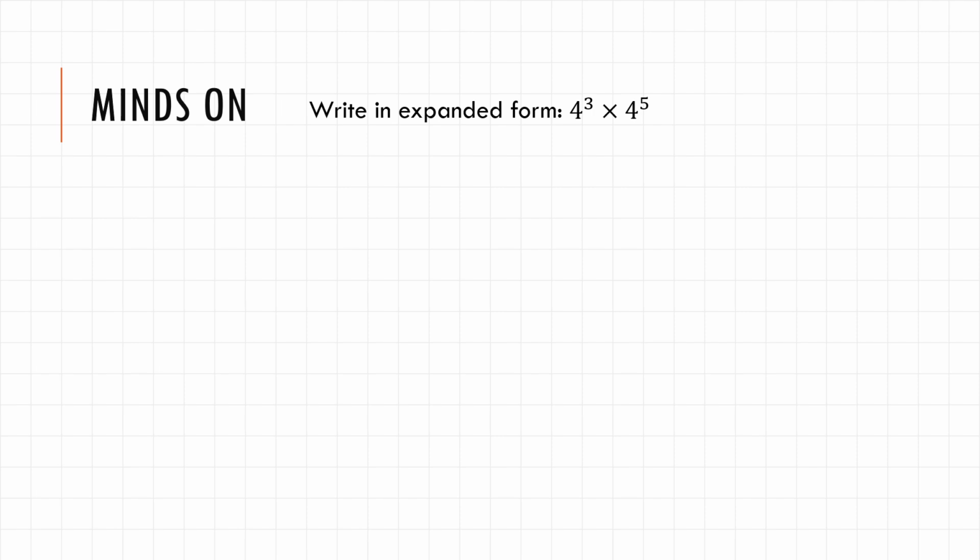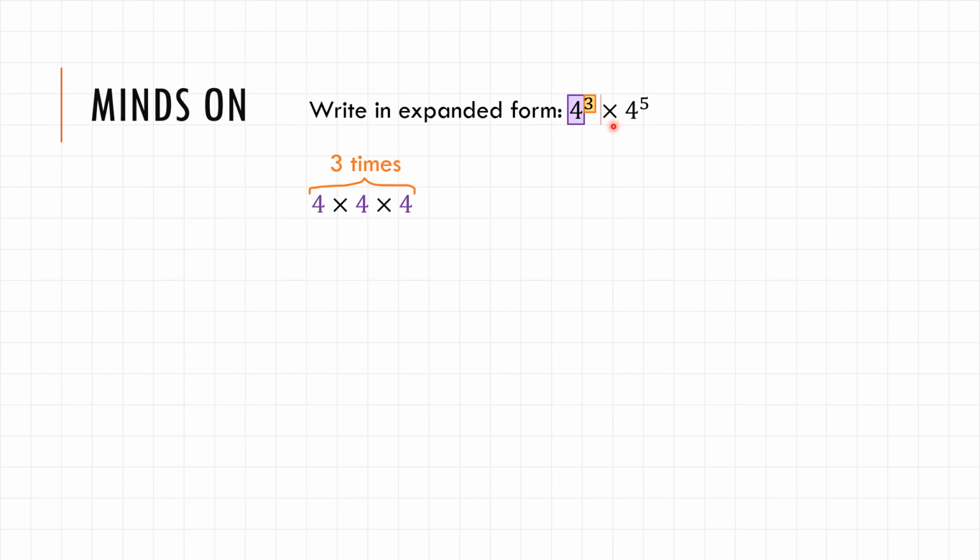To get our minds in the right groove, just a very simple question here. Write this in expanded form. Take a second to do that. Well, hopefully you realize that this is 4 multiplied by itself 3 times. So that's how I would write this part, right? That's how I would expand this power. 4 multiplied by itself 3 times.